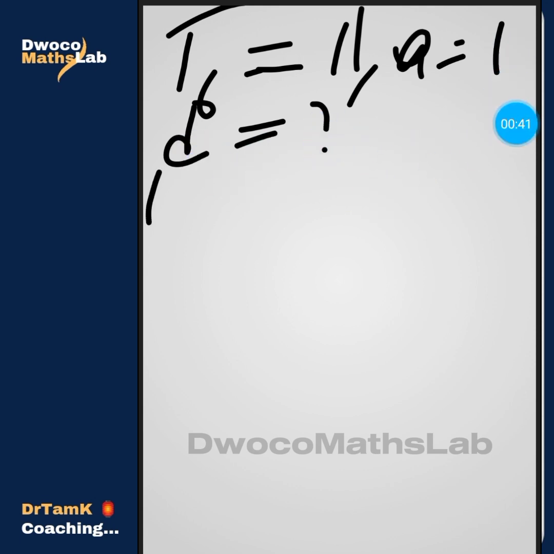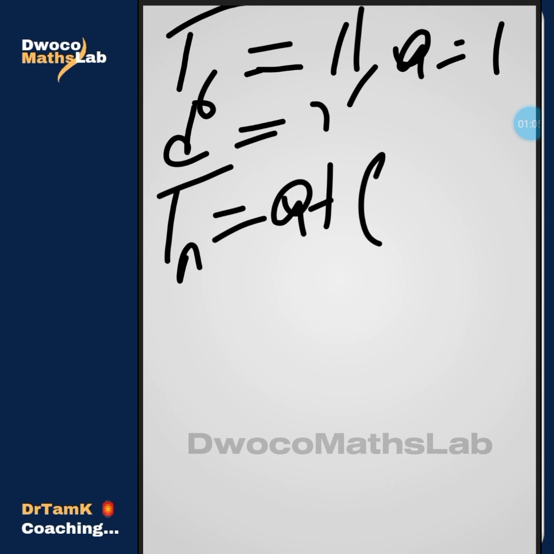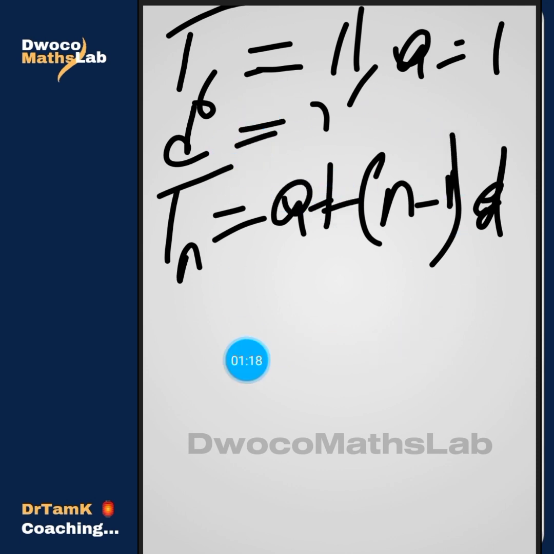Quickly, I told you that the nth term formula is a plus bracket n minus 1, common difference D. Is that clear? Now you see what I'm doing, right? Very good. Having known this, we're going to insert our values in here.